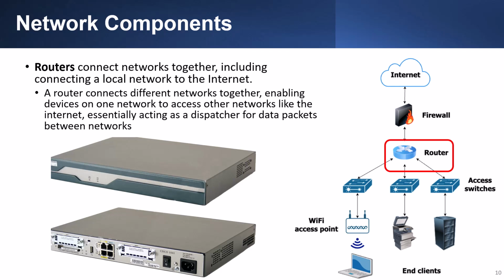Routers connect networks together, including connecting a local network to the internet. A router connects different networks together, enabling devices on one network to access other networks like the internet, essentially acting as a dispatcher for data packets between networks.